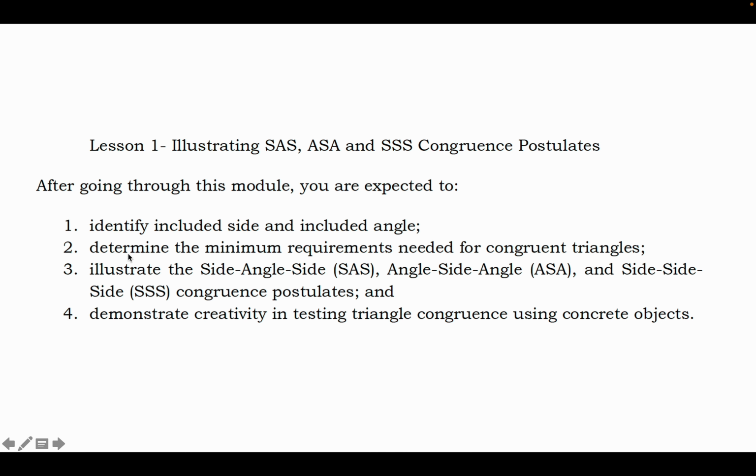And then, number 3, you should be able to illustrate the angle side, or the SAS, the angle side angle, or the ASA, and the side or SSS congruence postulates. And lastly, number 4, you should be able to demonstrate creativity in testing triangle congruence using concrete objects, meaning in real life settings. Well, let's see if we can go deeper sa number 4.